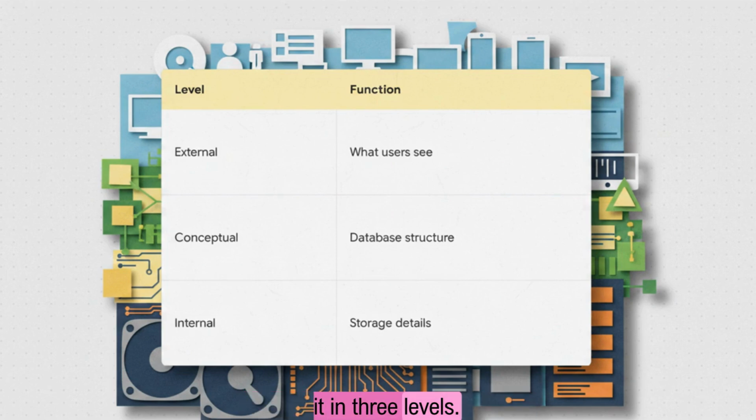Picture it in 3 levels. At the very top, you have the external level. This is simply what the user sees, completely hiding all the messy code. Drop down a level, and you hit the conceptual level, which maps out the overall structure. Think tables, relationships, the pure logic of the data itself. And down at the very bottom is the internal level. This is the nitty-gritty physical storage detail, literally how the data is magnetically written onto the hardware disks.